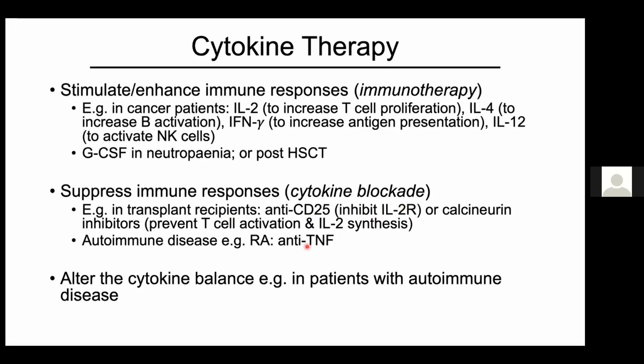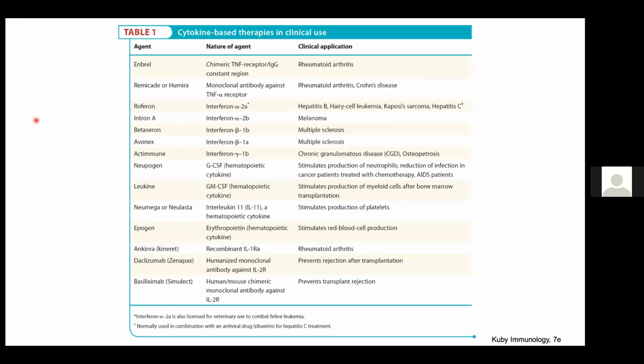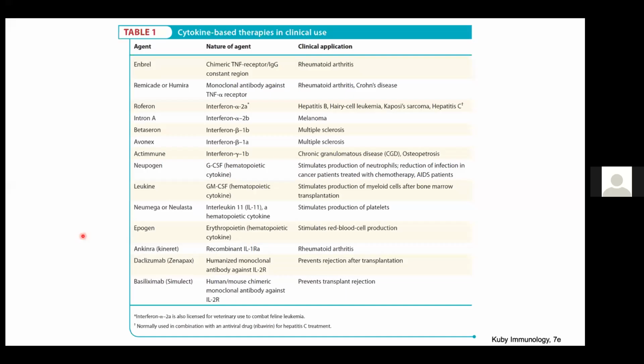And then I talked about anti-TNF used in rheumatoid arthritis patients. So these are just some examples of cytokine-based therapies. I've also talked about Rituximab, which is an antibody against interleukin 6 that we're using for patients with severe SARS-CoV-2 infection. And that is the end.